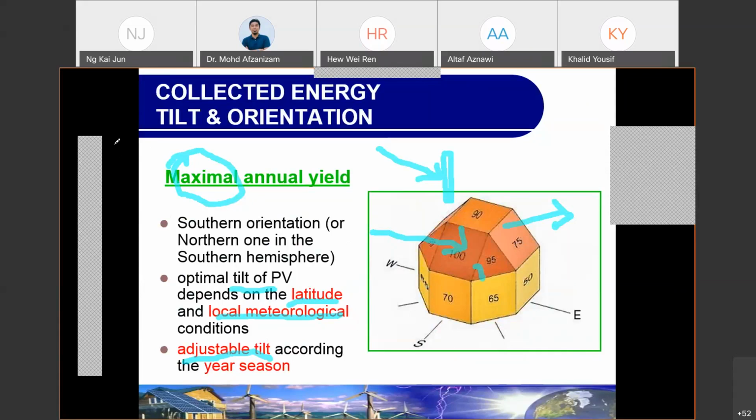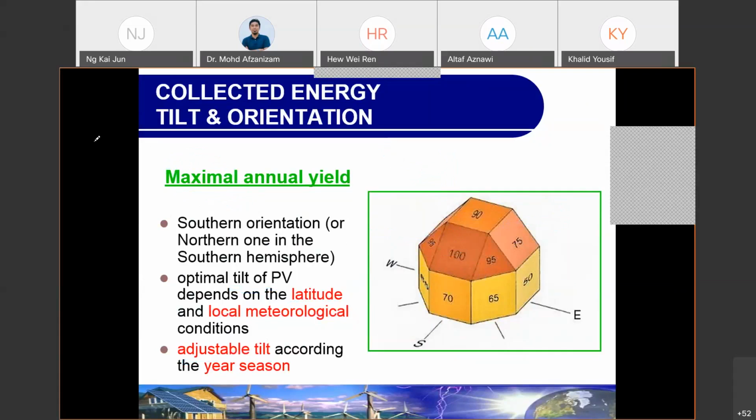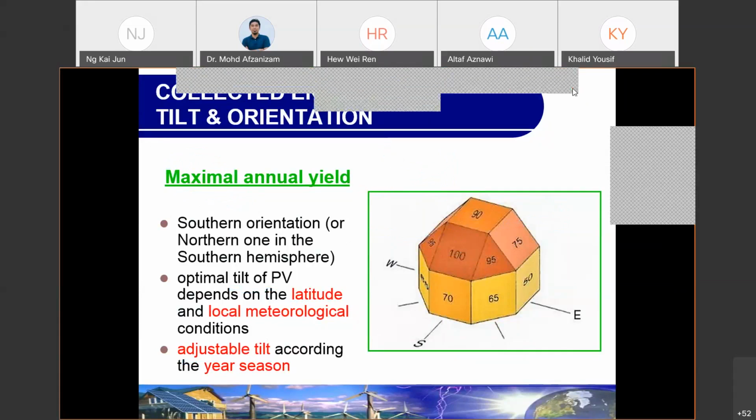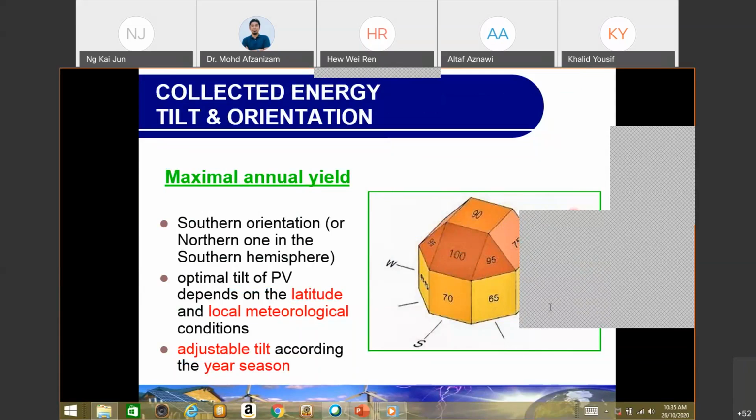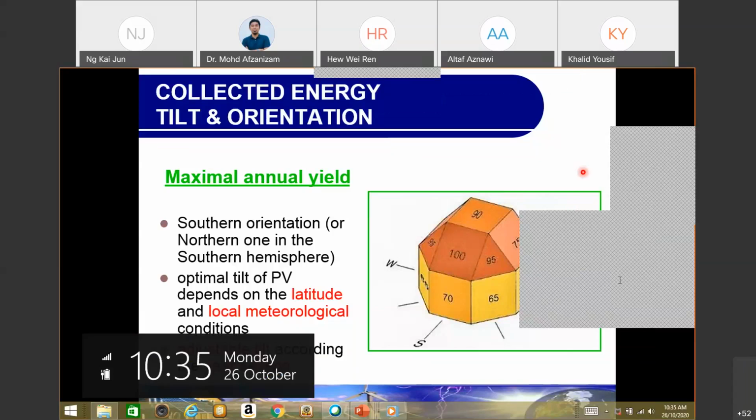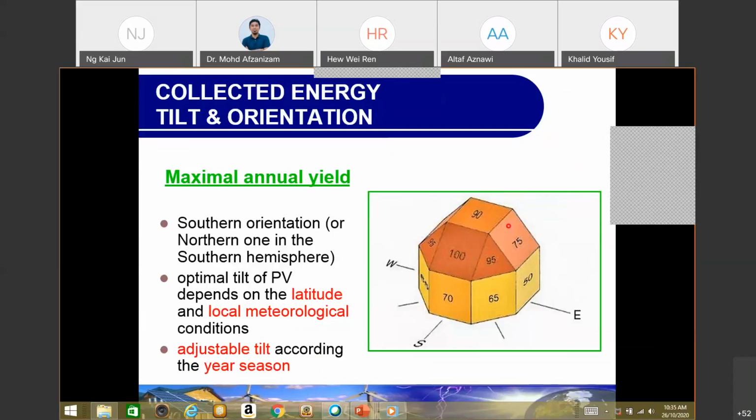So far, any questions, guys? Go to the chat, any question? No problem. 1,000 watt per meter square. Okay, so no question. We proceed to the next slide.